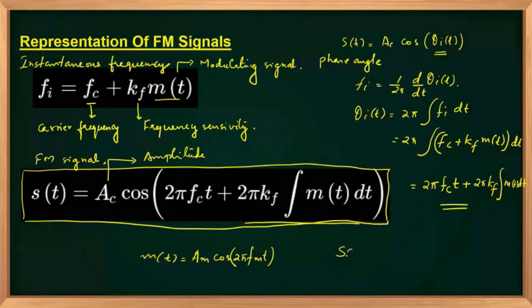So when we substitute theta i of t, we'll get this expression: Ac cos of 2 pi fc t plus 2 pi kf into the integral of m of t dt. Is it clear for all of you? Simple mathematics is applied. So that is why I am not doing this type of simplification. It is not required for you.